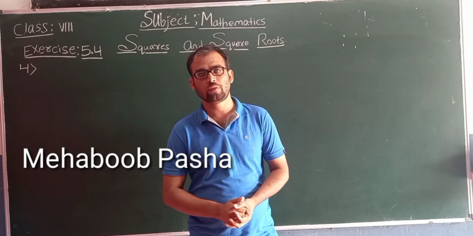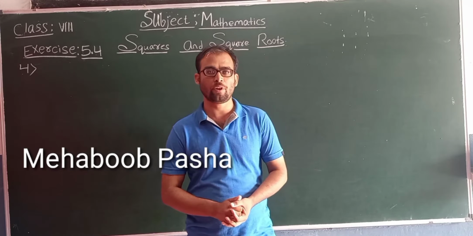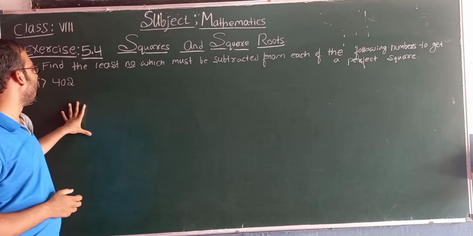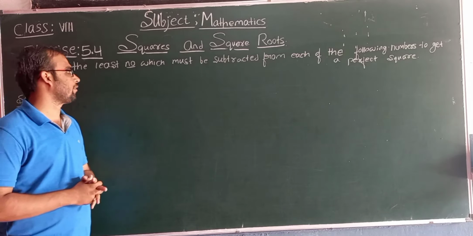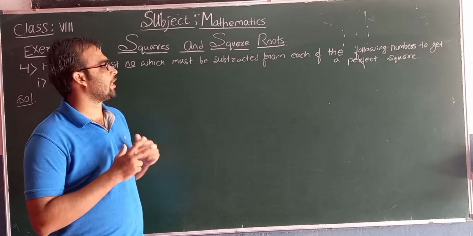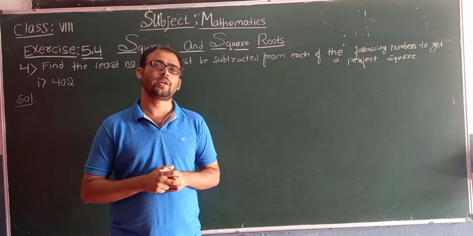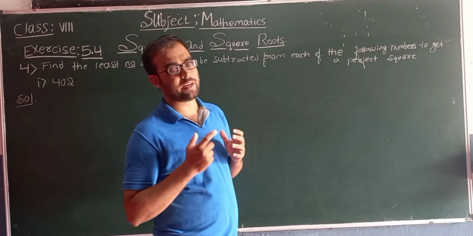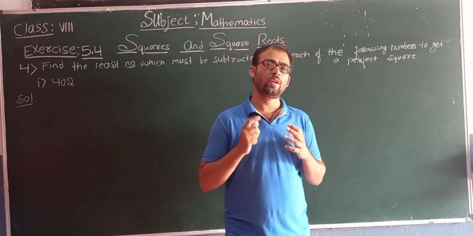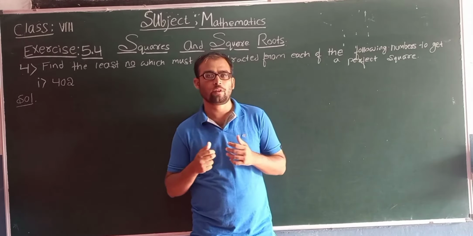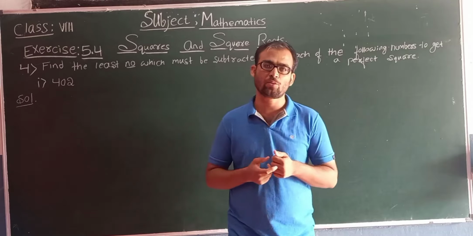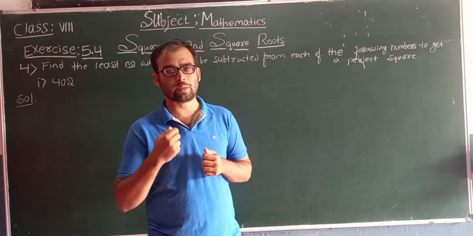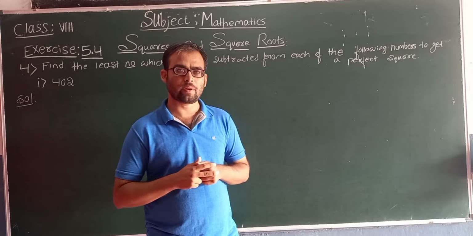Today in this session we will continue the problems of exercise 5.4 of square roots. Let us solve the fourth main question. Find the least number which must be subtracted from the number so that we get a perfect square. Here they have given some numbers which are not perfect squares, but when we subtract a particular number from each, we will get a perfect square. We need to find that number.